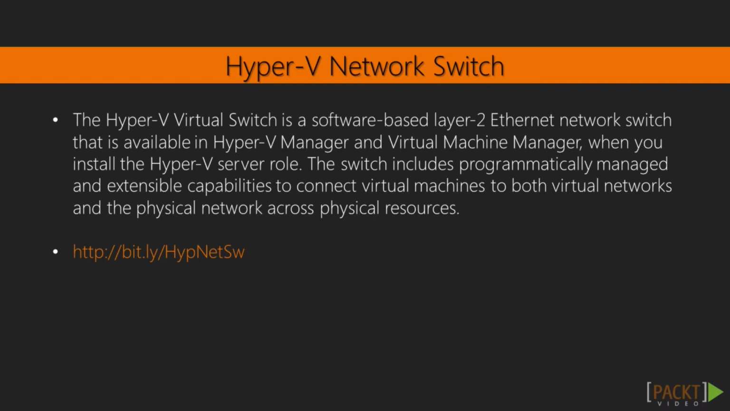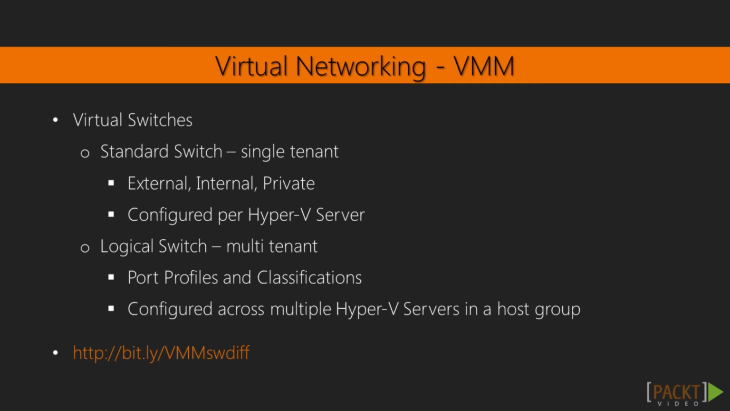The Hyper-V virtual switch is a software-based Layer 2 Ethernet network switch that is available in Hyper-V Manager and Virtual Machine Manager when you install the Hyper-V server role onto the Hyper-V server. The switch includes programmatically managed and extensible capabilities to connect virtual machines to both virtual networks and the physical network across physical resources. The standard switch is the regular Hyper-V virtual switch, and the configuration matches the external, internal, private networking paradigm that you see in Hyper-V Manager.